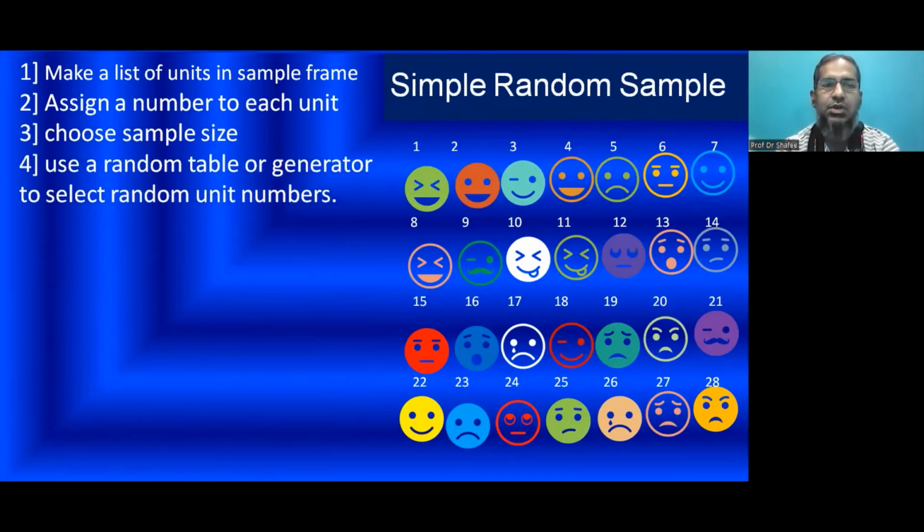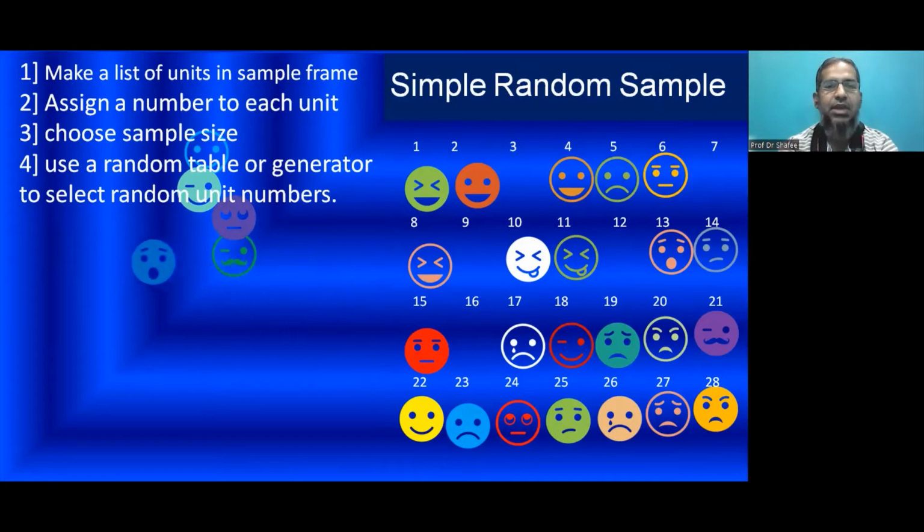So what we do is use a random table or generator to select random unit numbers. These numbers can be obtained from the random table, and from there you select a particular number and that individual will be selected for the study. Like this, we go on selecting the sample from the sampling frame in simple random sampling.